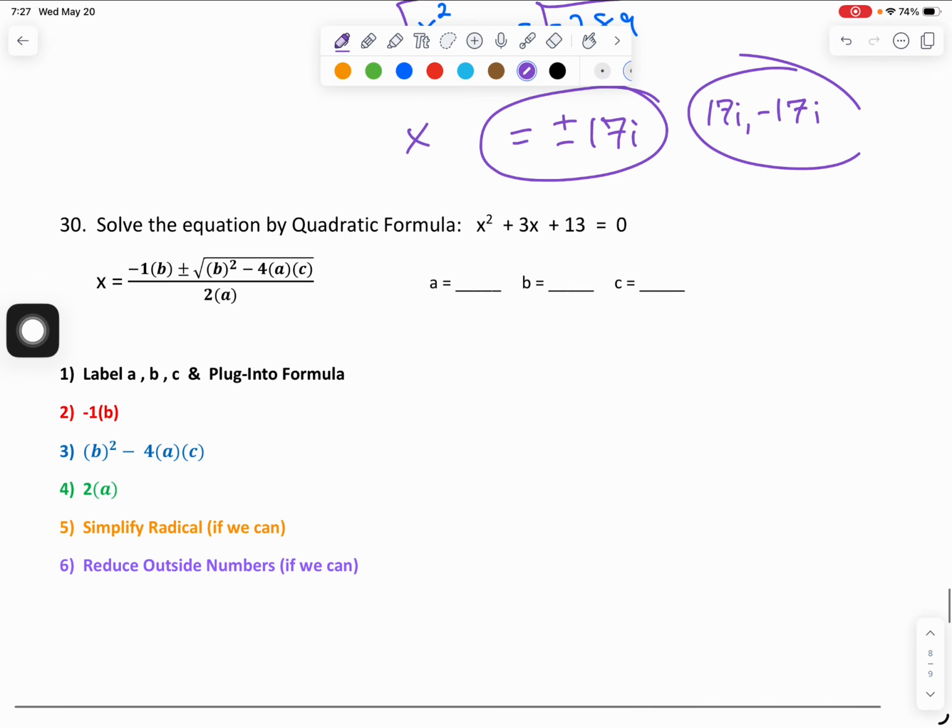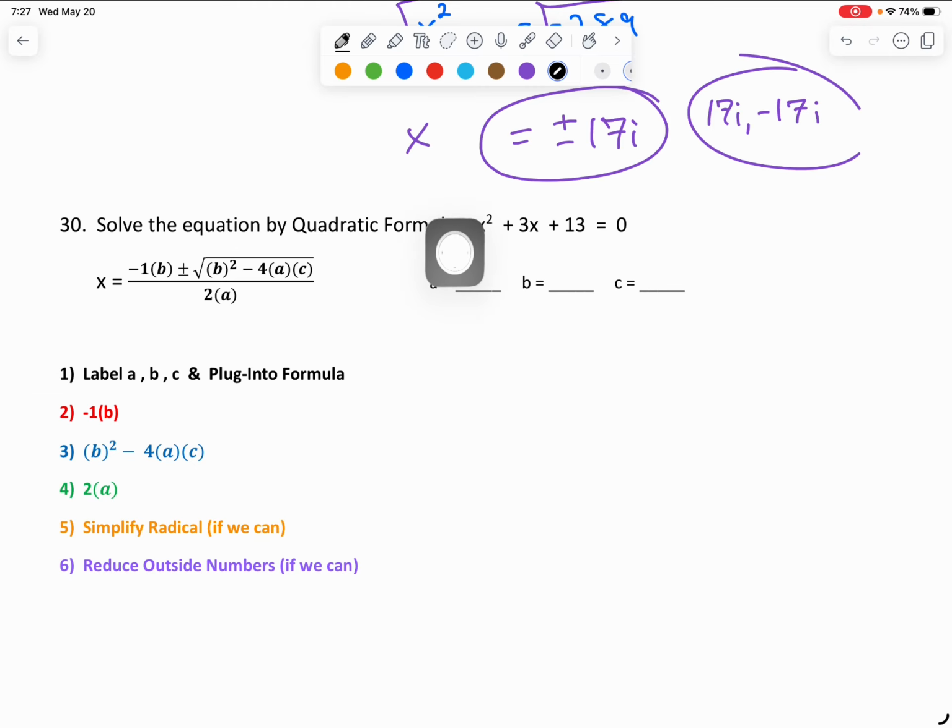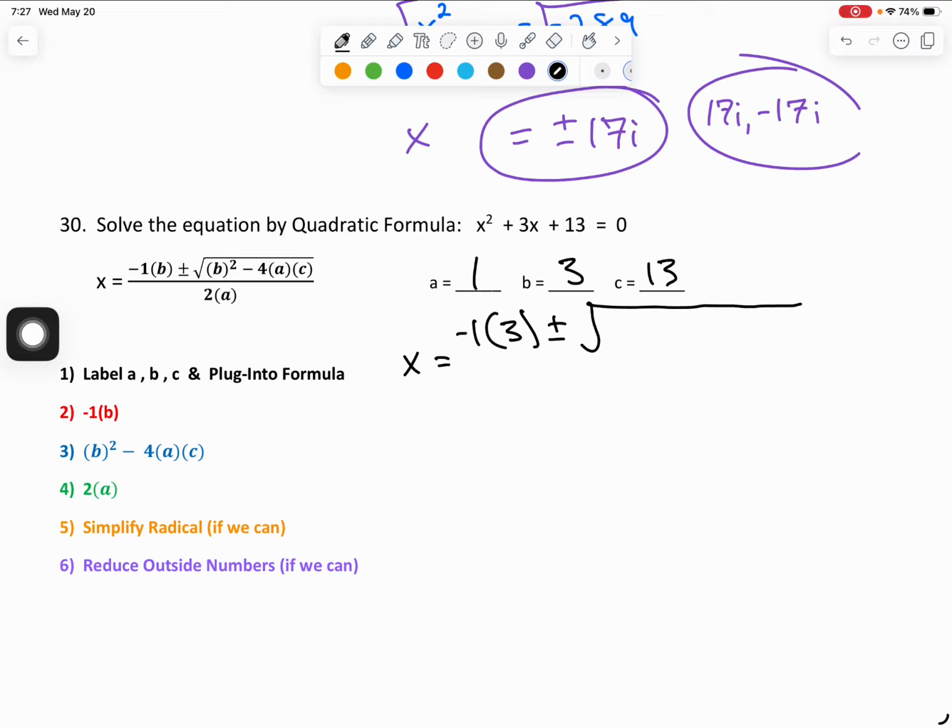And last but not least, number 30. Coefficient of x squared, there's nobody home, so it's just that imaginary 1 in front. B is 3, C is 13. Let's go ahead, we labeled, let's plug it into the formula. Negative 1, our B, again, 3. Follow the formula, plus minus. Mr. Richards, you forgot on 28. I did initially, my goodness.